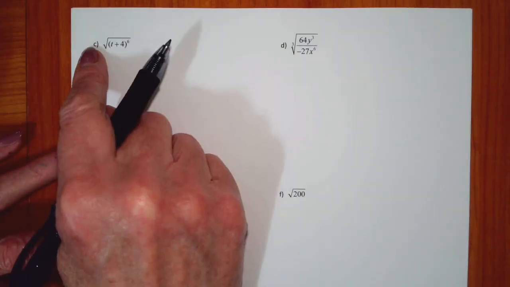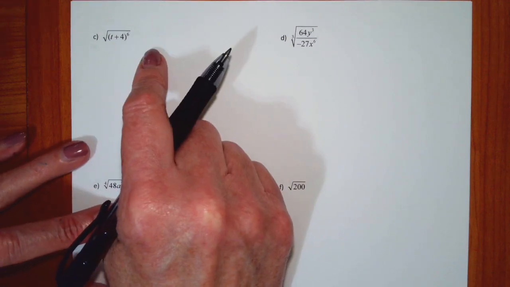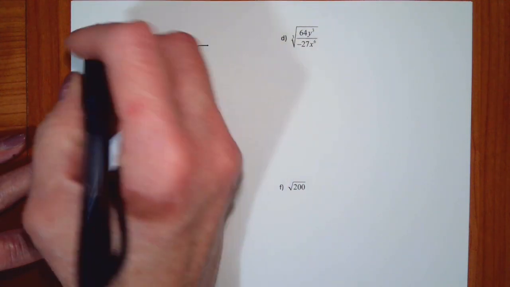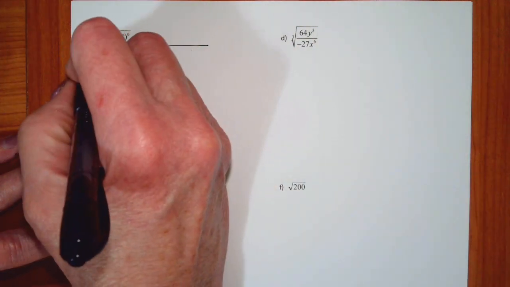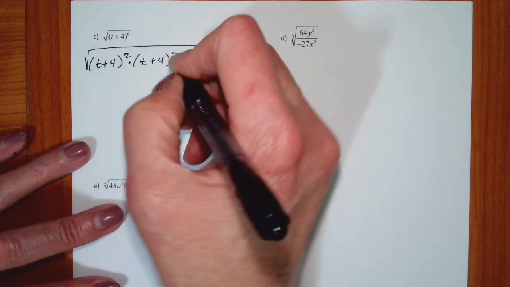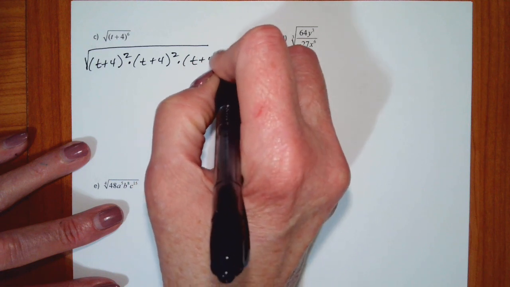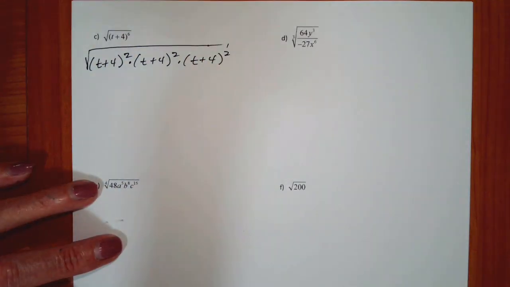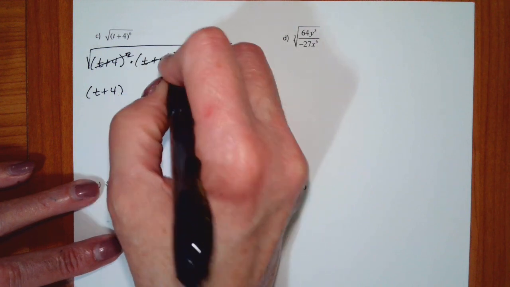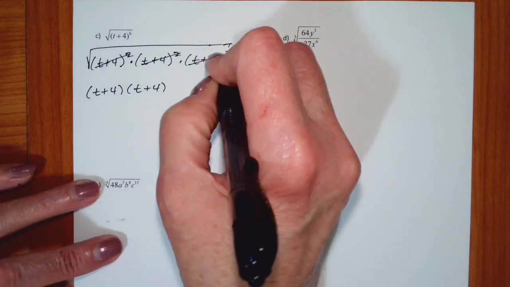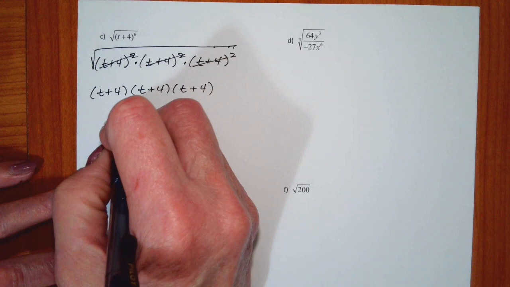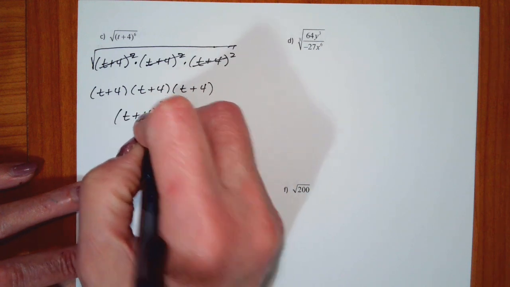Okay. All right, well, here I've got a square root, and I've got something to the 6th power. So I can write this as the square root. I'm looking for powers of 2. 6 is divisible by 2. So I can write it as t plus 4 to the second times t plus 4 to the second times t plus 4 to the second. So this comes out as a t plus 4. This comes out as t plus 4. And this comes out as t plus 4. There's nothing left in the radical, so this just becomes t plus 4 to the third.